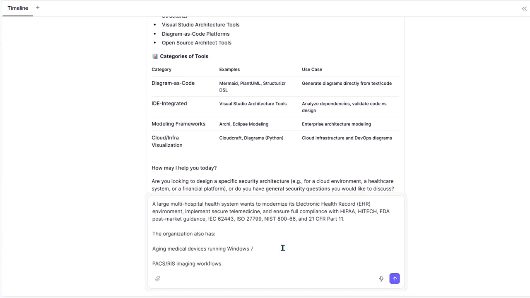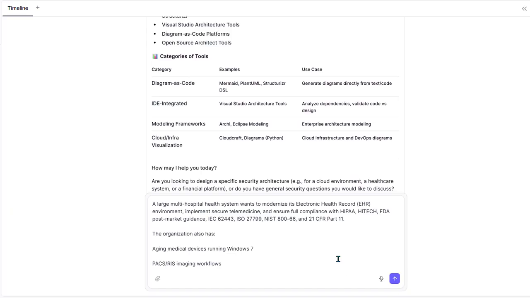So we have given a use case scenario. A large multi-hospital health system wants to modernize its electronic health record environment, implement secure telemedicine, and ensure full compliance with HIPAA, HITECH, FDA post-market guidance, IEC 62443, ISO 27799, NIST 800-66, and 21 CFR Part 11.